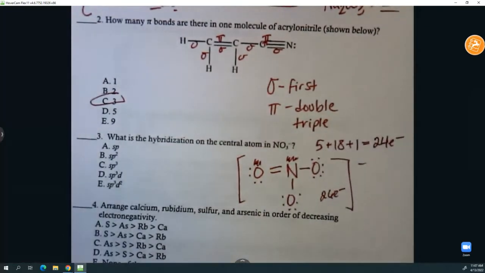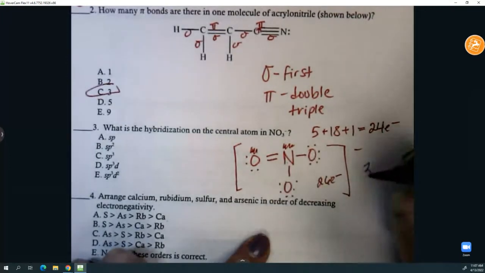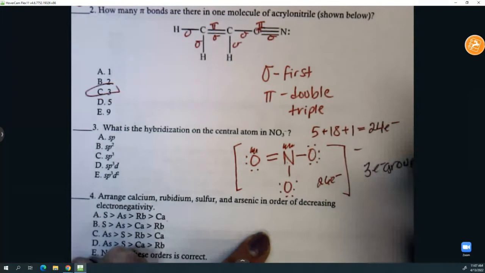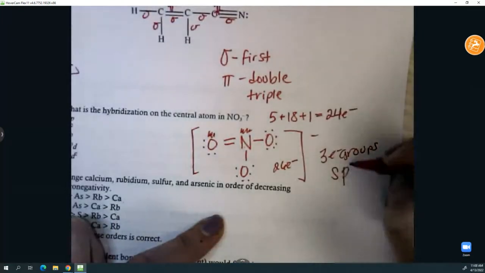So what is the hybridization on the central atom? How many electron groups does the nitrogen have? It has 1, 2, 3. So the first one is an S, and then I'm going to need 2 more, so 2 P's.